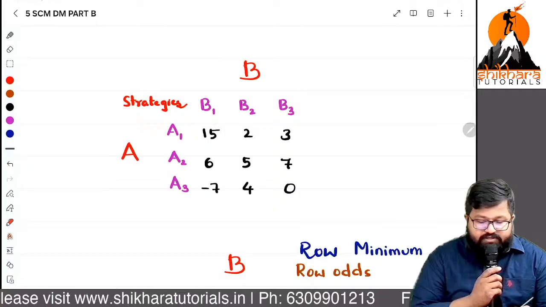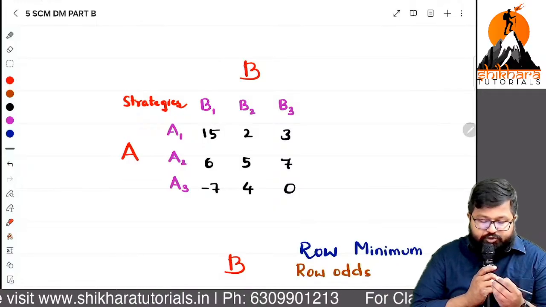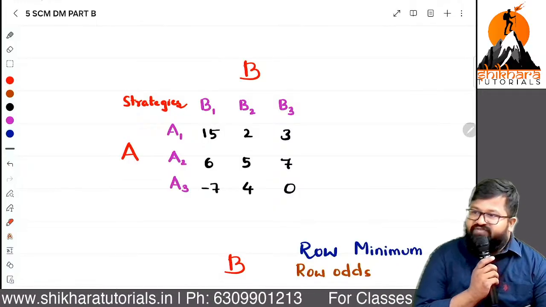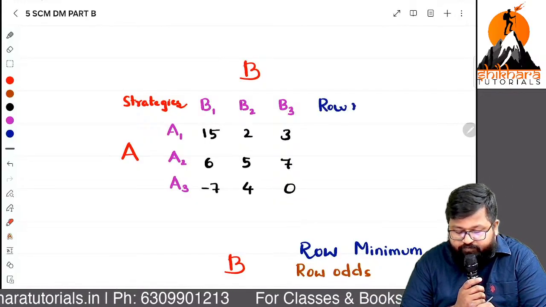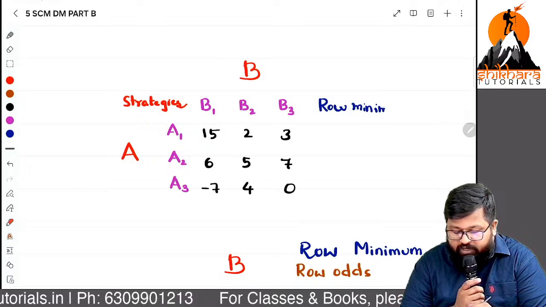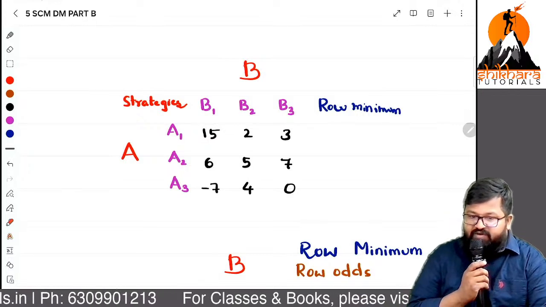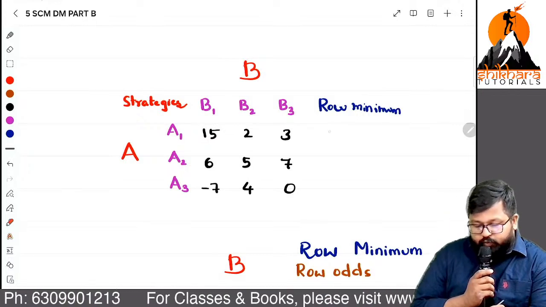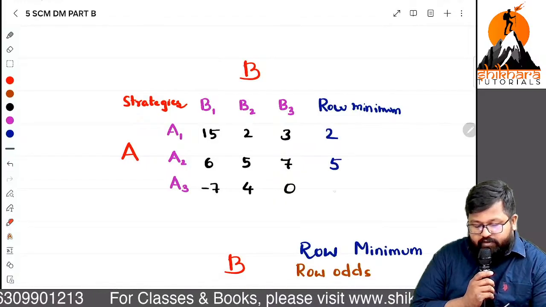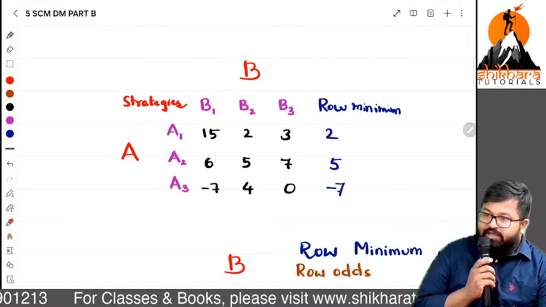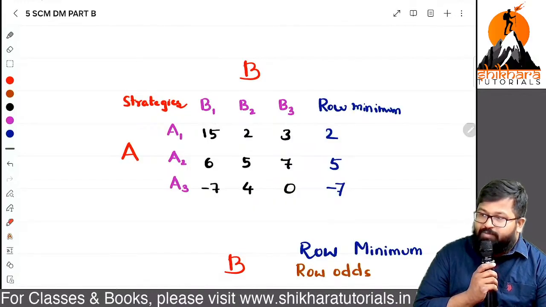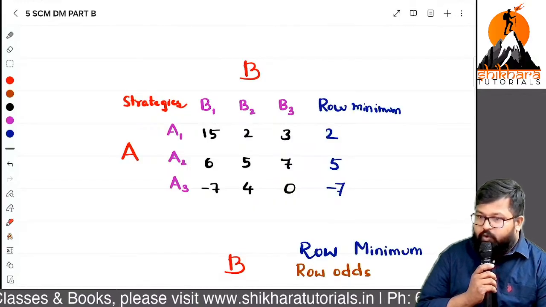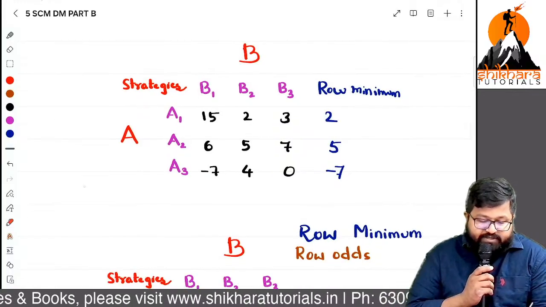Okay. Sir, can you tell the first, what is the process we should do? What is the first heading? Row minimum. In the case of row minimum, can you tell the values of A1? 2, 5, -7. Be careful with the values. I said to take the least value. Is 0 least or minus 7 least? Minus 7.